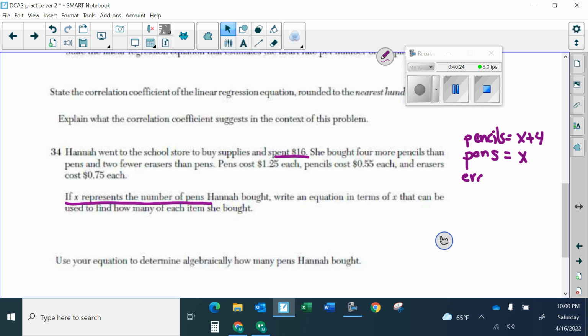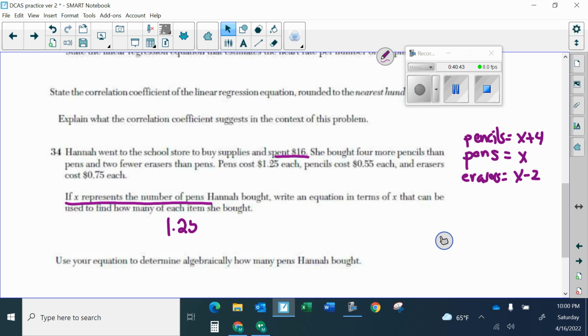And erasers, what did it say about erasers? It says 2 fewer erasers than pens. So that's X minus 2. It says write an equation in terms of X that can be used to find out how many she bought of each. Well, each pen costs $1.25.